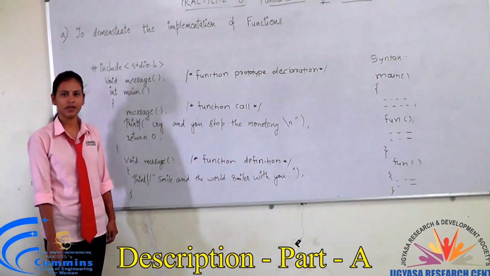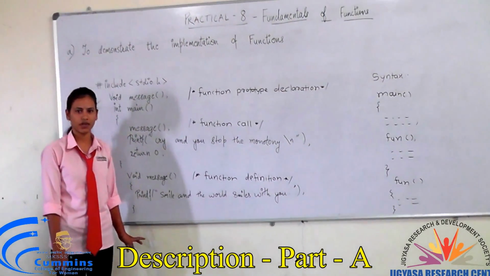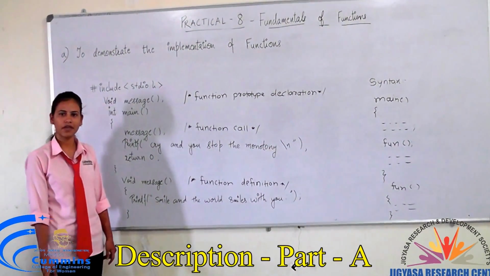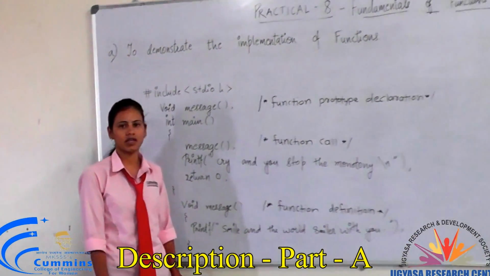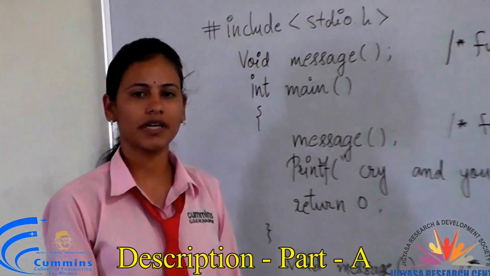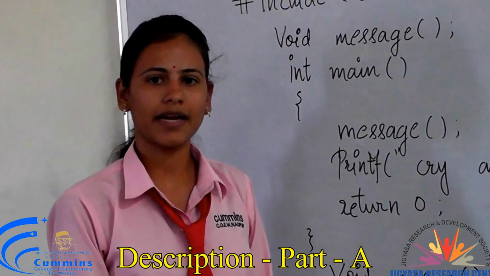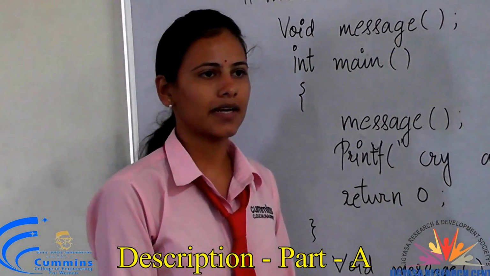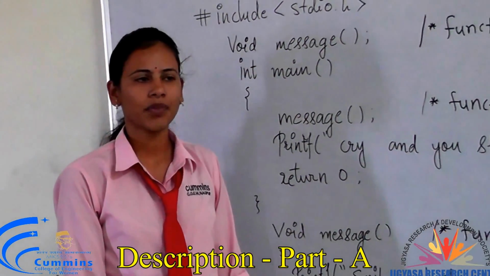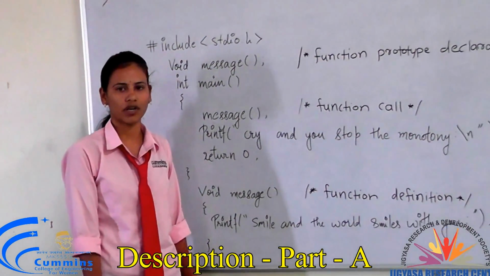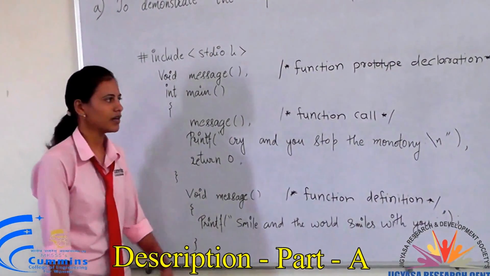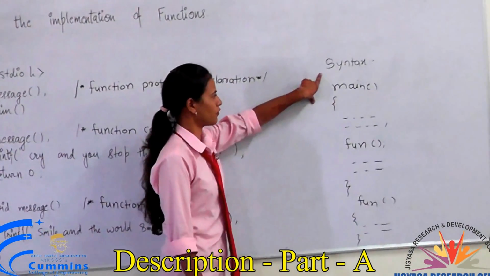Every C program can be thought of as a collection of these functions. Now, why do we use functions? There are two main reasons to use a function. First, writing a function avoids rewriting the same code again and again in the same program. And the second reason is that using functions, it becomes easier to write the program and keep track of what they are doing. Here, this is the syntax of a function.